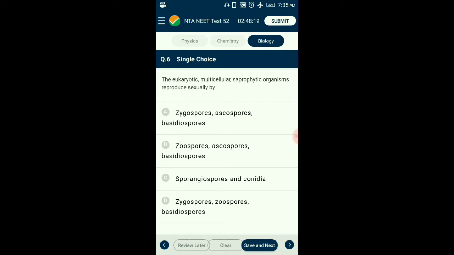In Phycomyces, asexual reproduction takes place by zoospores, which are motile, or by aplanospores, which are non-motile. These spores are endogenously produced in the sporangium. They are generally called sporangiospores. In ascomycetes, the asexual spores are conidia, produced exogenously on the special mycelium called conidiophores. So the answer is option A: zygospores, ascospores, and basidiospores.